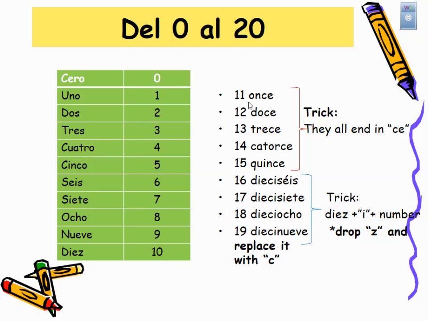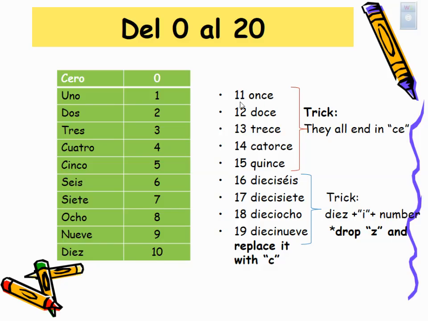Okay, so now we're going to move on to numbers from 11 to 19. So I have 11, 12, 13, 14, 15, 16, and pay attention to that accent mark on that E. 17, 18, 19. So when it comes to the number 15, remember that the U after Q is silent. So we don't say quince with a U sound, we have to say quince with a silent U.